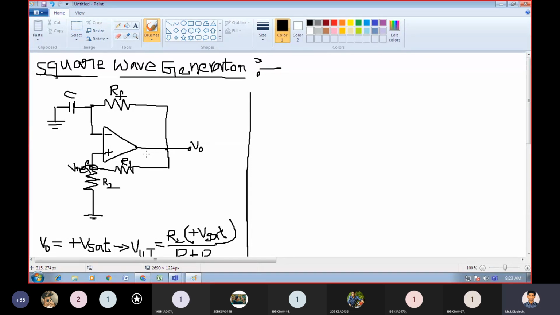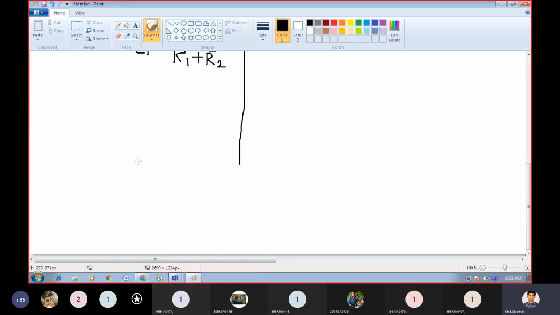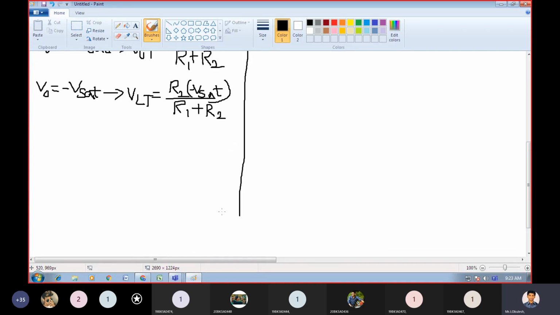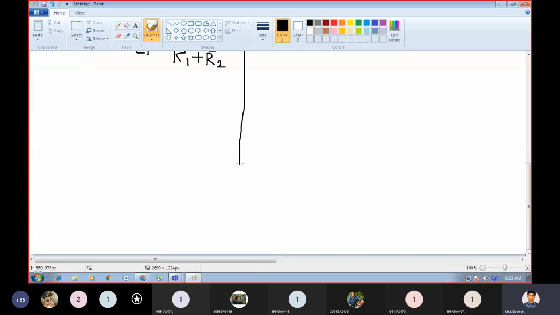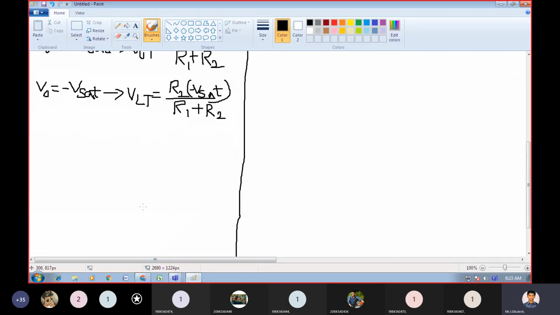Let us assume that V naught, the output voltage, is equal to plus V saturation.